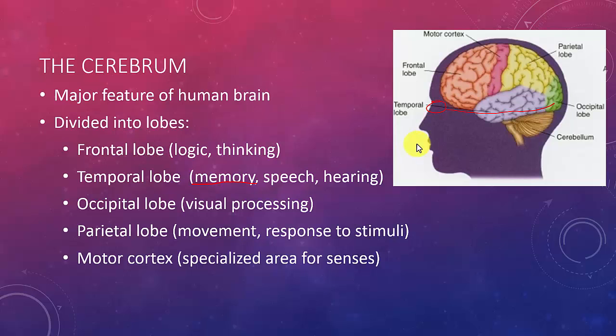Okay? So in quick review, frontal lobe, so the front of my brain, controls thinking and reasoning. Temporal lobe controls memory, speech, and hearing. My occipital lobe is vision. Parietal lobe is movement and response to stimuli. And my motor cortex controls how I move. Okay, so that is a nutshell of your cerebrum.